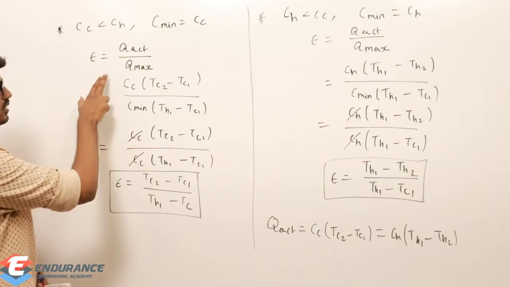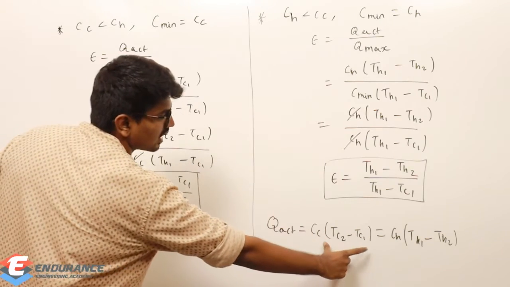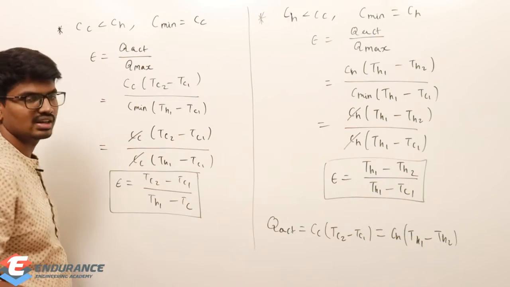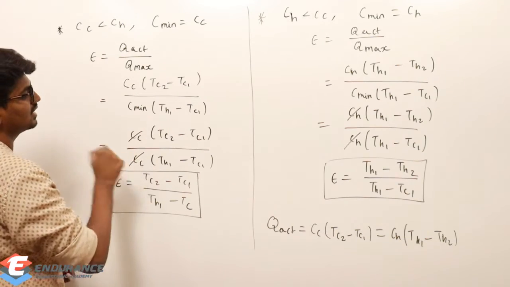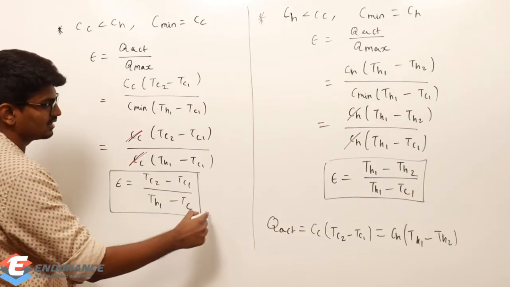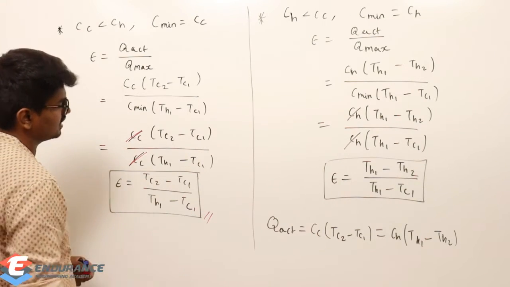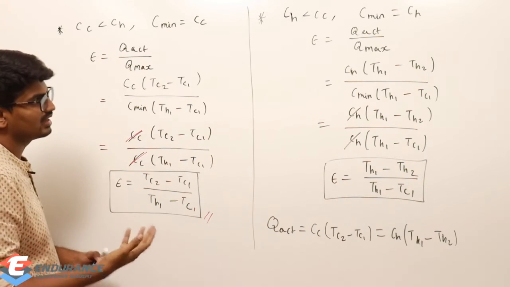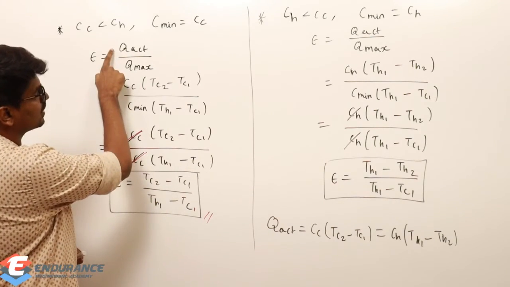So this is our basic formula. First, in place of Q actual, I am using this formula, and in place of Qmax, the general formula, C min into Th1 minus Tc1. And C min is nothing but Cc here. So I am substituting C min as Cc, and Cc gets cancelled. Finally, this is my formula. You don't need to remember this formula, but I am giving it so that it will be convenient for you. So whenever Cc is the minimum, use this Q actual.